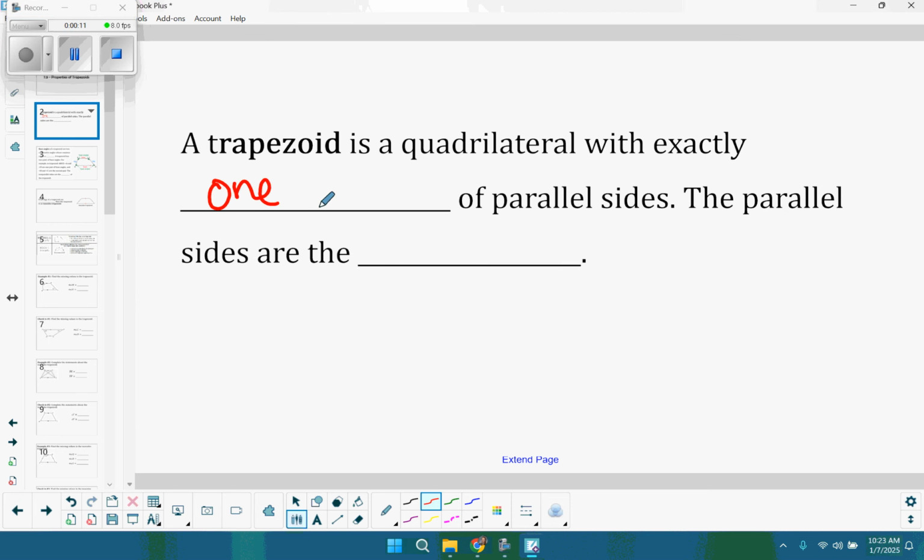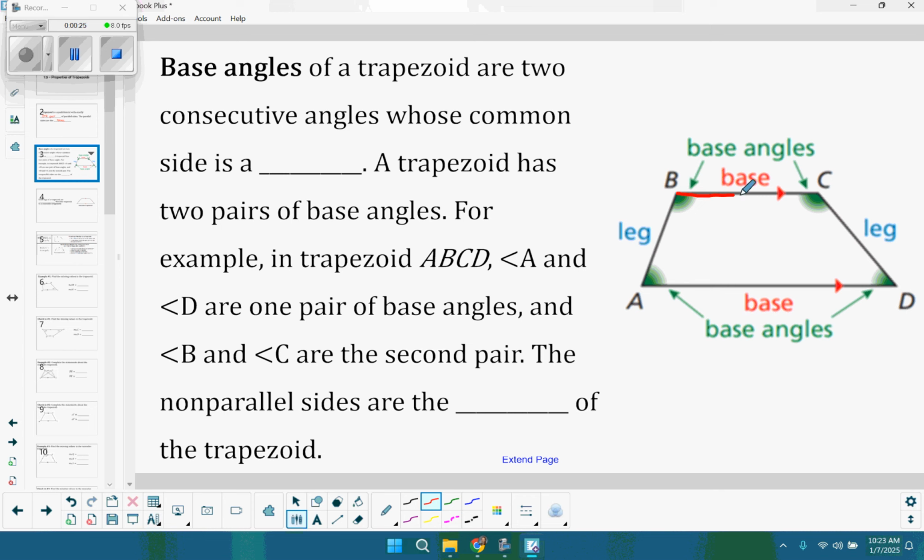So here we have a diagram of a trapezoid. So this side and this side are the bases because they are the ones that are parallel to each other. The base angles of a trapezoid are the two consecutive angles whose common side is a base. So angle B and angle C would be base angles with each other because they share a single base. Angle A and angle D are base angles because they share a single base. The non-parallel sides, the other two sides of the trapezoid, are called the legs.